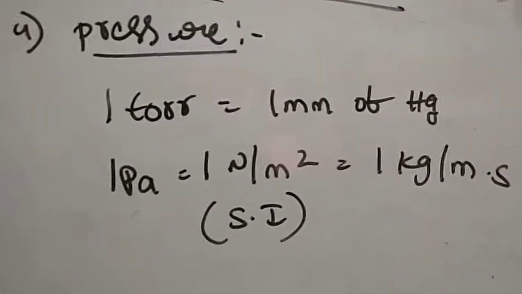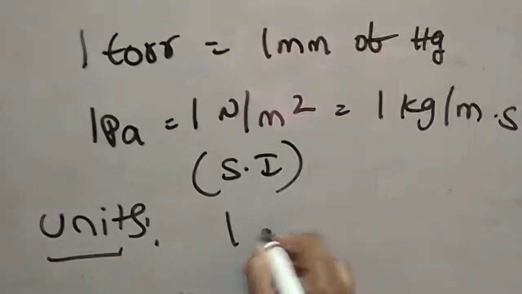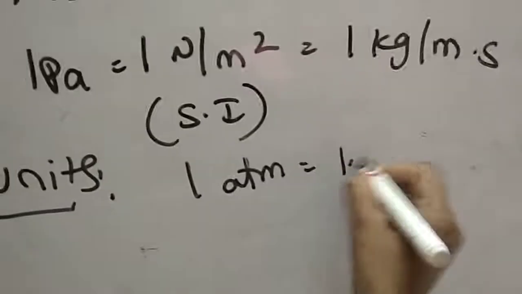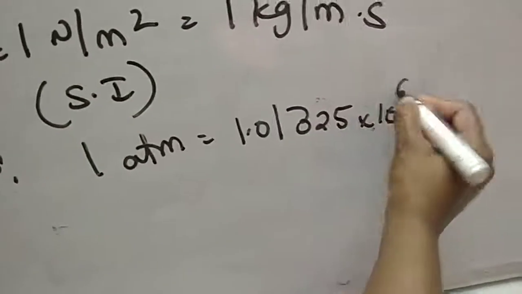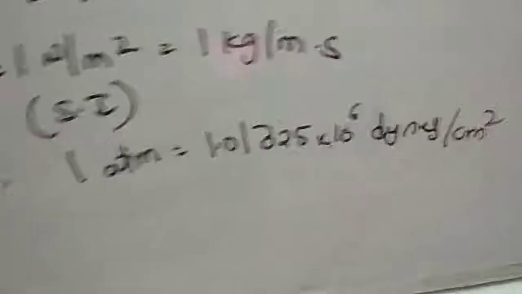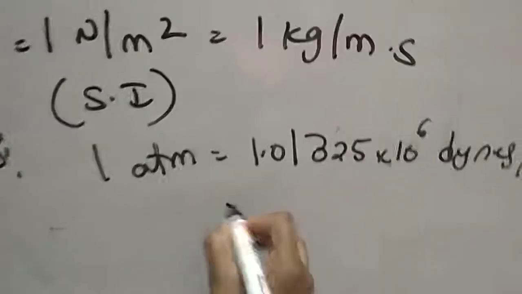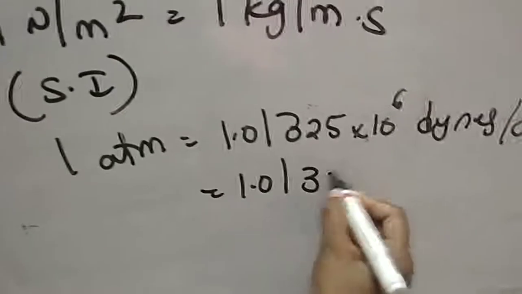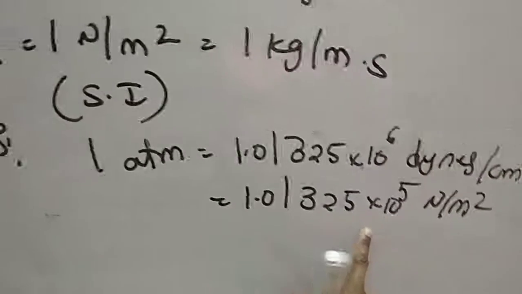So here the general conversions you may consider: 1 atmosphere equals 1.01325 into 10 to the power of 6 dynes per centimeter square. These conversions are very important. Even these will help you in physics also. 1 atmosphere equals 1.01325 into 10 to the power of 5 Newton per meter square. This is in the CGS system, this is in the SI system.